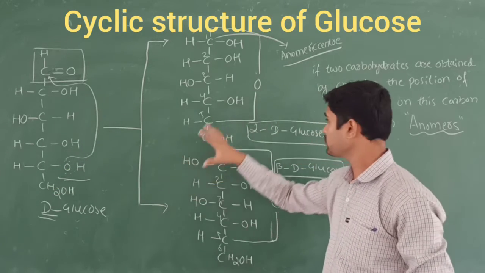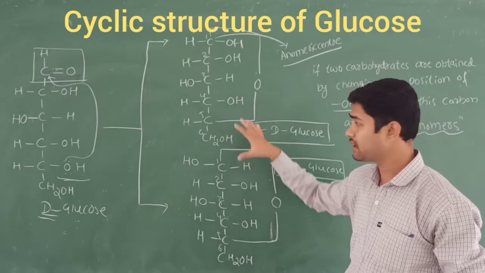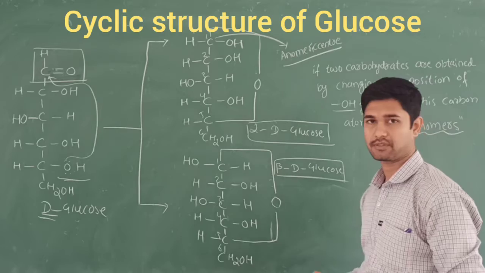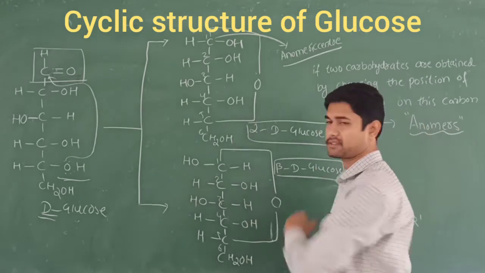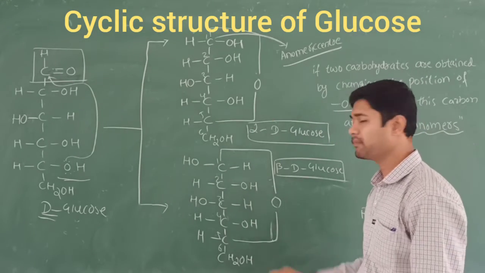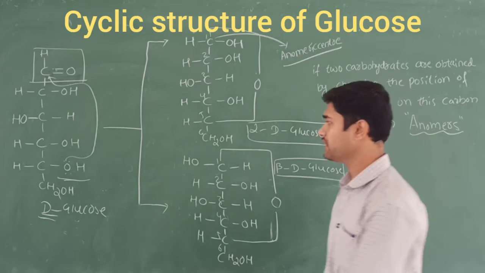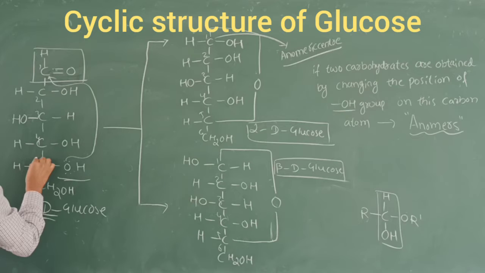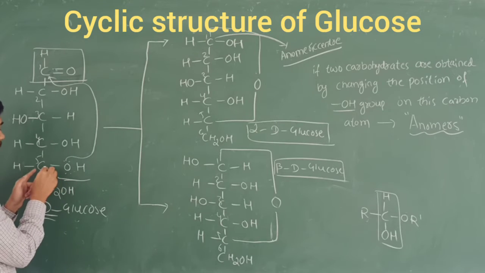The product we got here, these two structures, are also called D-glucose. And we are obtaining two products, one called alpha and another called beta. How will we obtain this one? While numbering the carbons 1, 2, 3, 4, 5, I mean the fifth carbon, right?